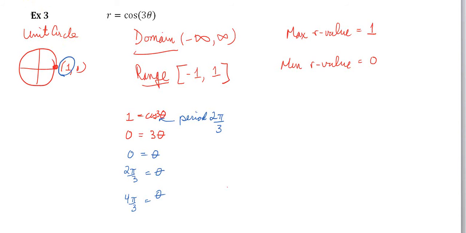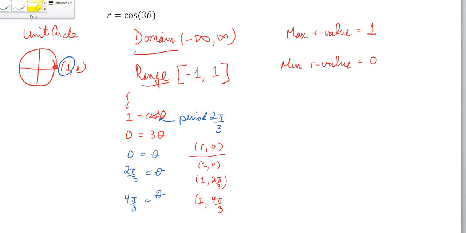So let's talk about what that means now for our polar coordinates. We have 3 of them. It's going to be when r is equal to 1, right? This is r right here. r is equal to 1 and theta is equal to 0. r is equal to 1 and theta is equal to 2 pi over 3. And then finally r is equal to 1 and theta is equal to 4 pi over 3. So I am now going to graph this function over here.